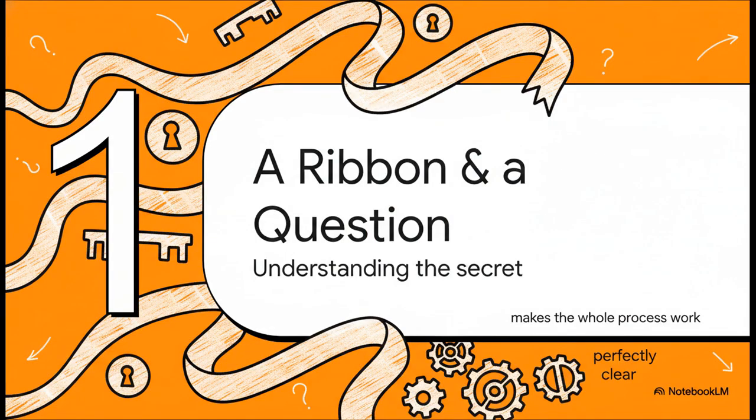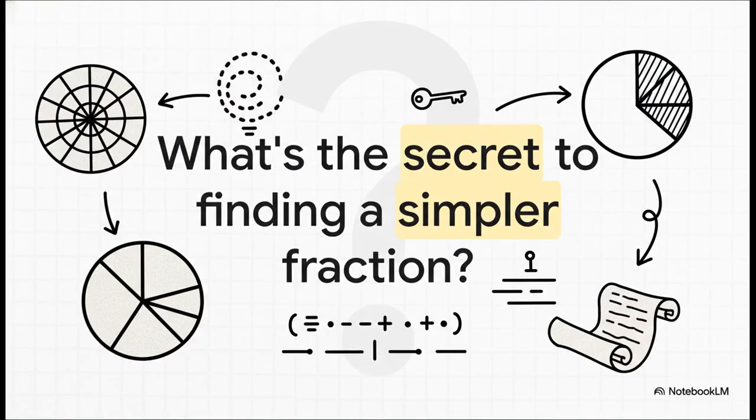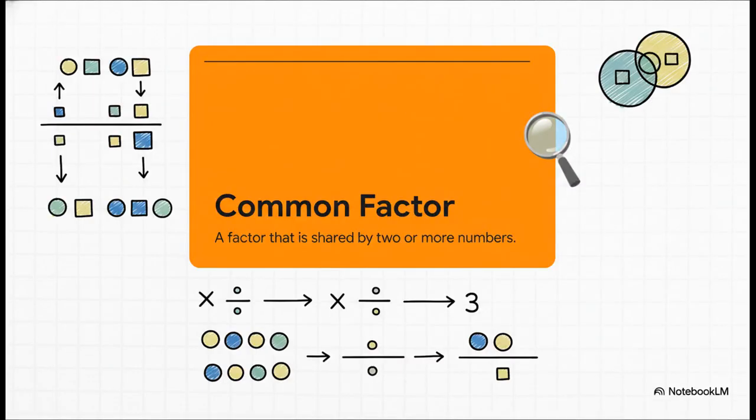So, to help Sarah and to get really good at this ourselves, we first need to understand a kind of secret ingredient. It's the one key idea that makes this whole thing work, and we're going to take our time to make sure it's super clear. So, what is this big secret? How can we take a fraction that looks maybe a little complicated and find a simpler, cleaner version that means the exact same thing? Well, this secret has a name. And here it is, the common factor.